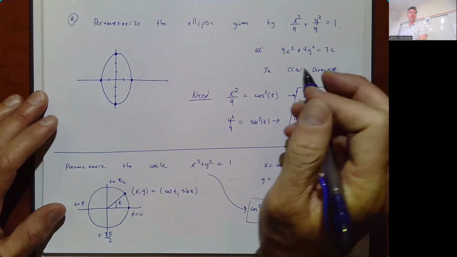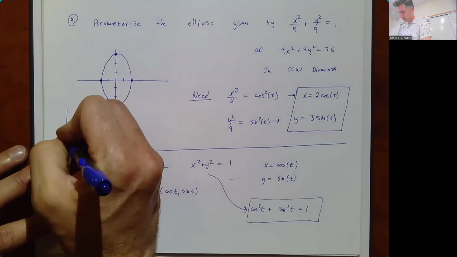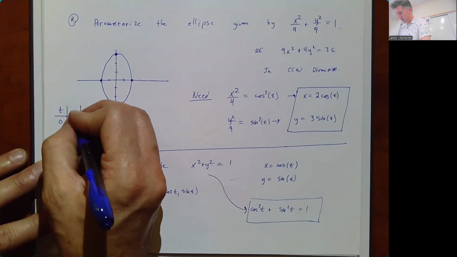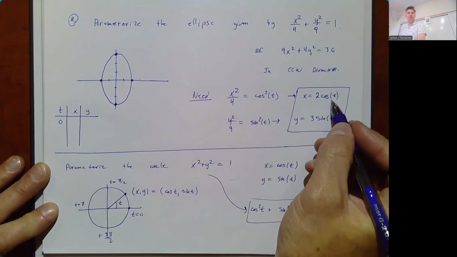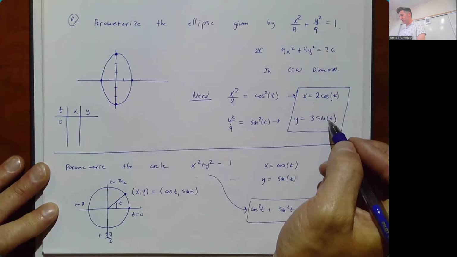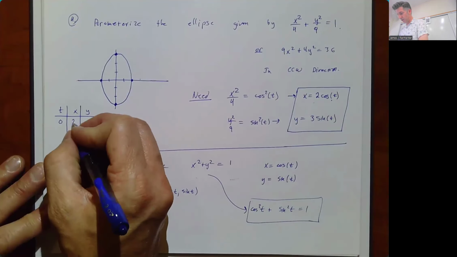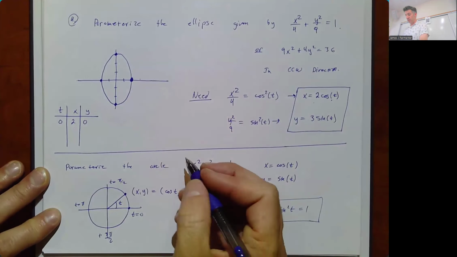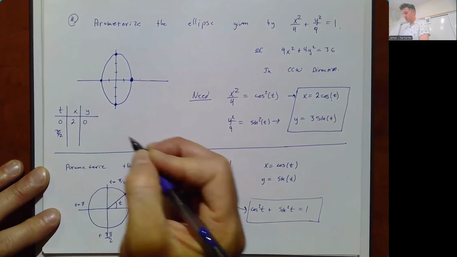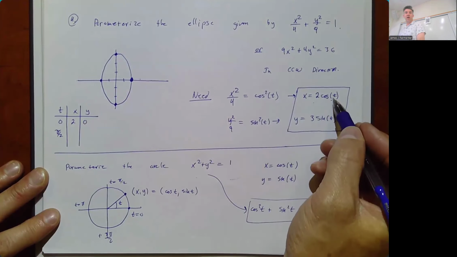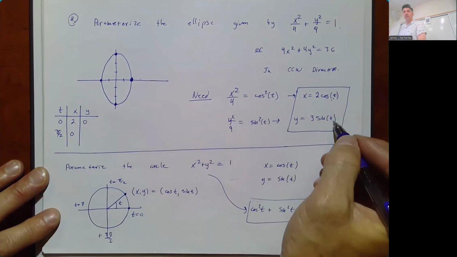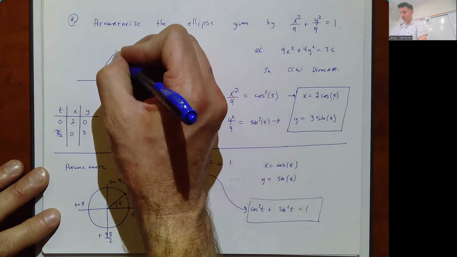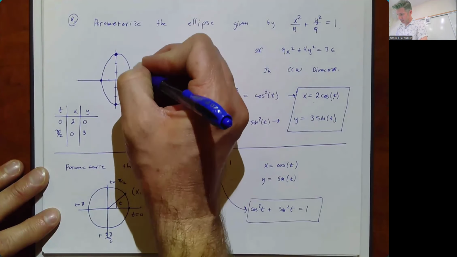And actually, let's plug in a few points just to make sure it works. So if we plug in time equal to 0, well, cosine of 0 is 1, 2 times 1 is 2, and sine of 0 is 0, so 3 times 0 is 0. So x is 2 and y is 0, so we start right there. And if we plug in, say, time equal to pi over 2, well, cosine of pi over 2 is 0, sine of pi over 2 is 1, and 3 times 1 is 3, so we end up exactly at the point 0, 3. So it totally looks like we're going in that direction.